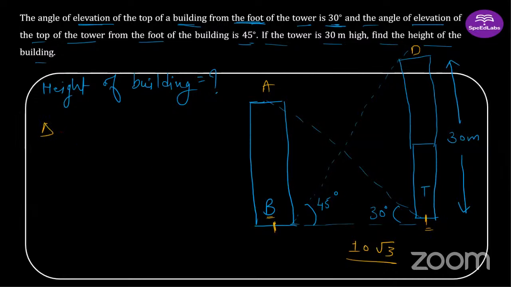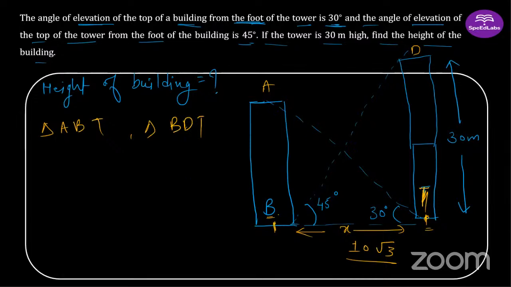So 10 root 3, no? Okay. So let's see how we can do it. First we need to find the base, which is easy. Definitely the base, because it is common to both. Once we know the base, then we'll be able to use it. If we see triangle-wise, we have two triangles: ABT, if I take this point as T, and then the other triangle is triangle BDT.